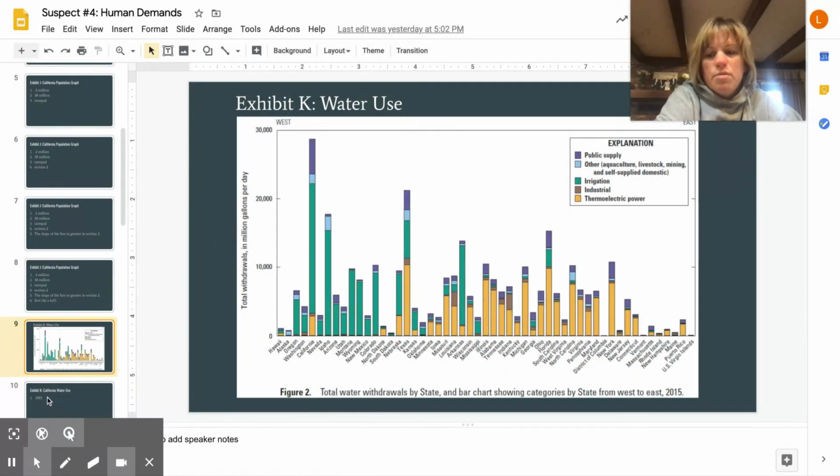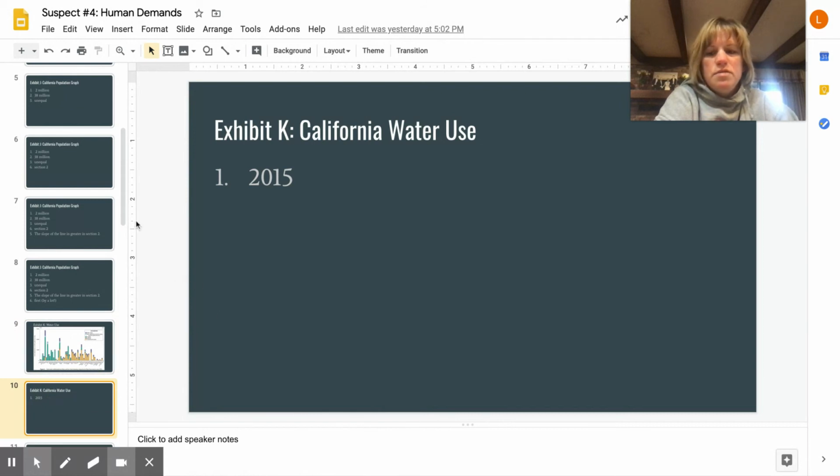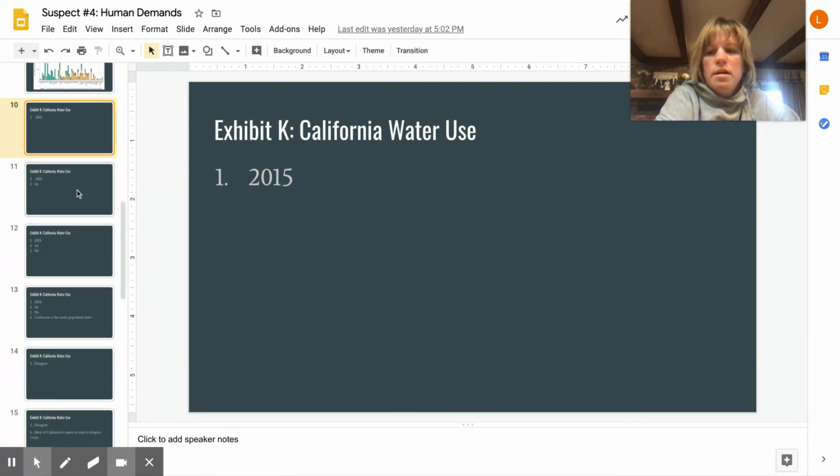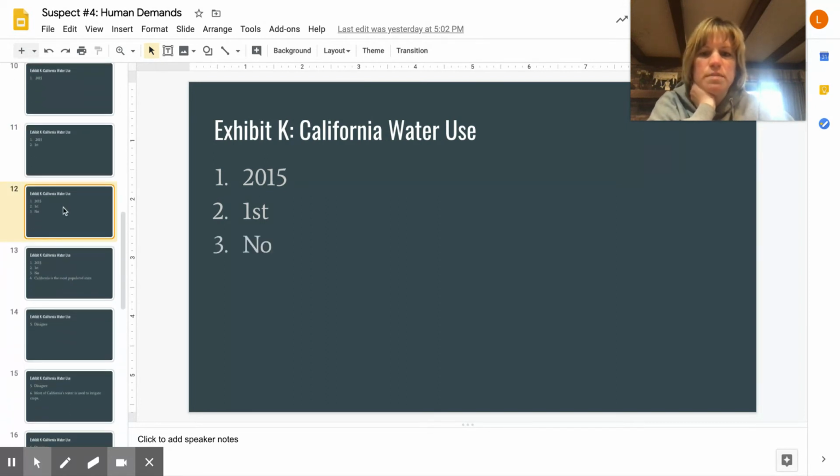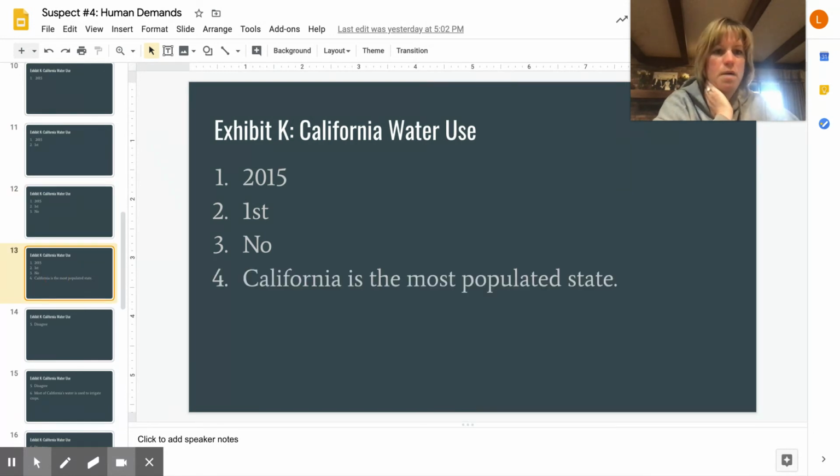So as you check your work, this graph was 2015, and California's water use is first by a lot. But now let's think about something. Should this be super shocking to us? The answer is no. It shouldn't be shocking that California has the most water use because California is the most populated place. It would actually be more shocking to me if California ranked 10th or 15th in water use with its population. So the next question is this.